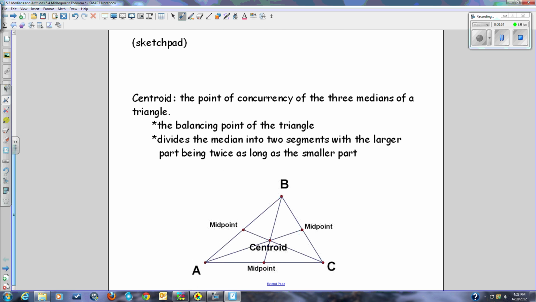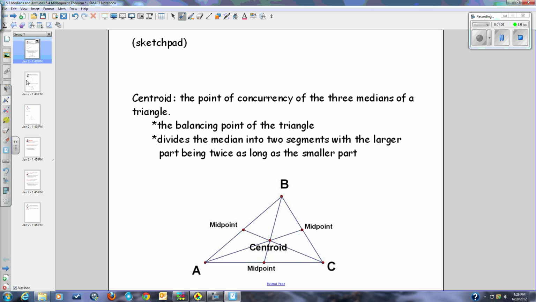Continuing on, the centroid is the point of concurrency of the three medians of a triangle. So if I were to draw in the three medians, I would see that they would meet at a point called the centroid. This is what we call the balancing point of the triangle, and it divides the median into two segments, with the larger part being twice as long as the smaller part. So that's kind of a neat fact.